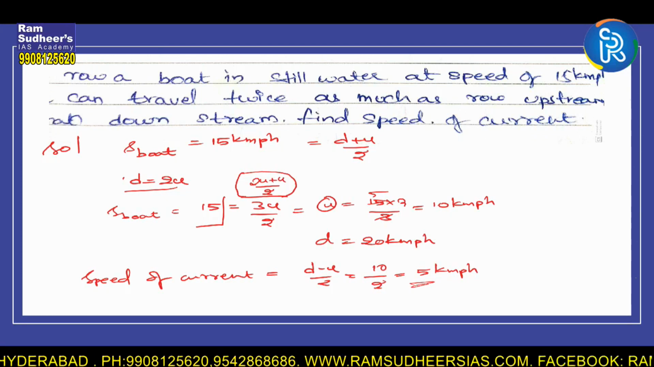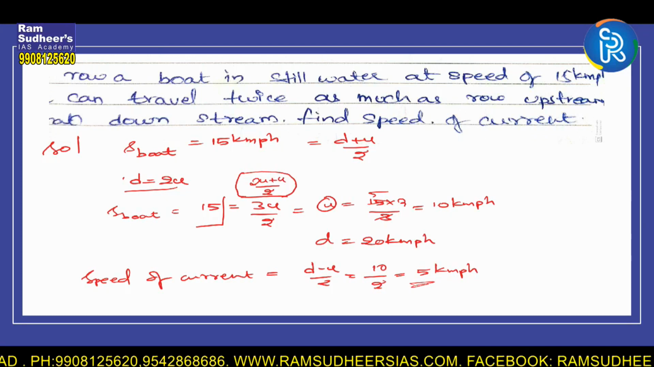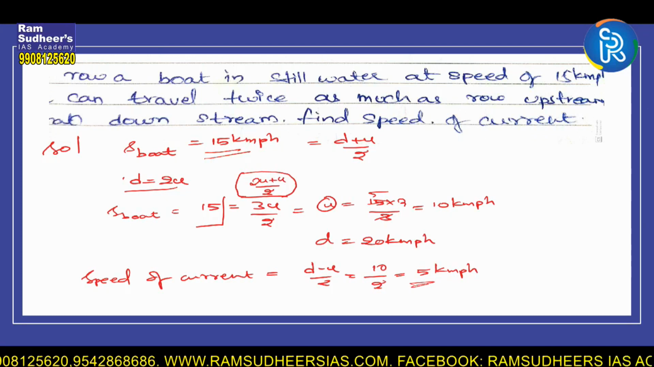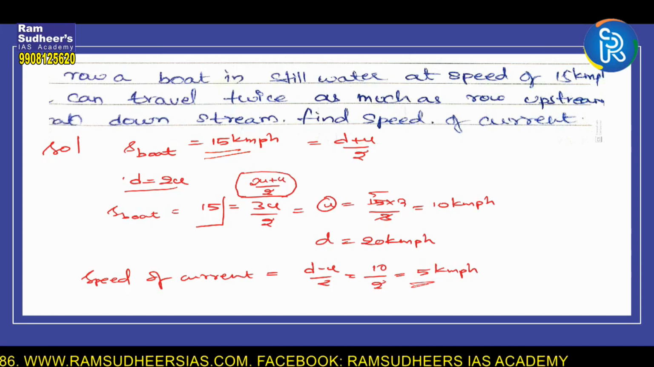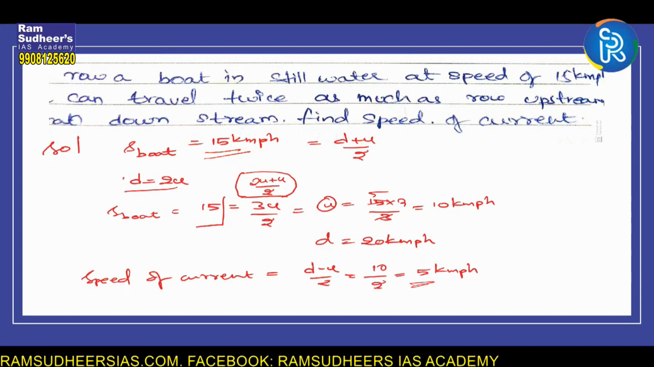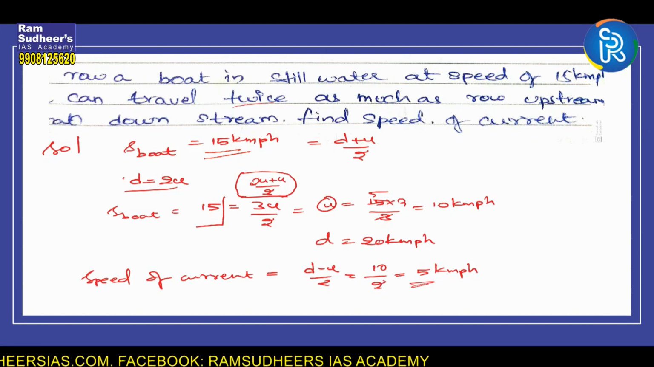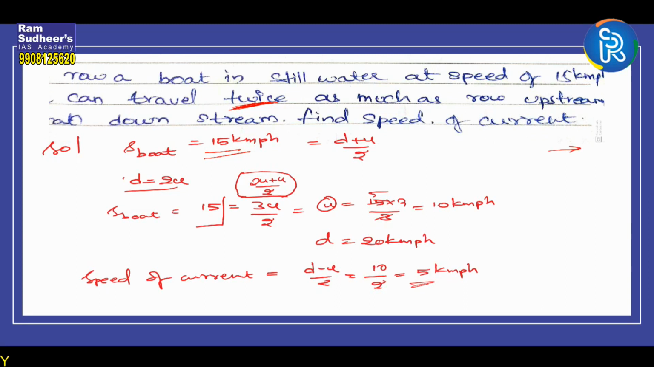Then, a person rows a boat in still water at a speed of 15 km per hour. The speed of the boat, 15 km per hour, is given in the question. He can travel twice as much downstream as he rows upstream. Here it is twice. In the time taken to travel upstream, in the same time he can travel twice the distance downstream. That is what he meant over here.